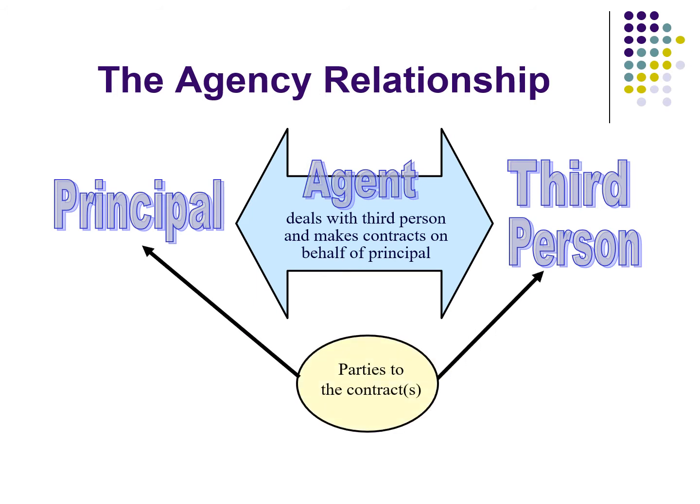The parties to the deal are the principal and the third person. Those are the only signatories on the contract. The principal and the third party are the ones entering the contract. The agent is just working to bring the contract together, to bring the parties together to get the contract in place.